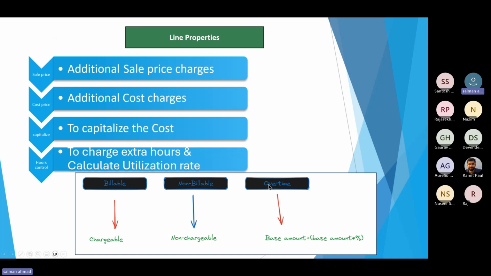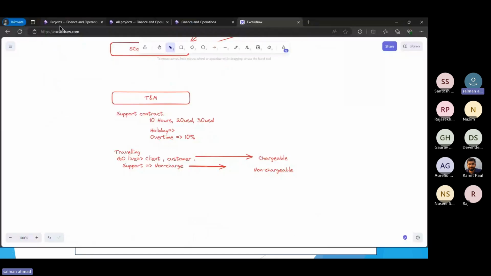So there could be overtime, like how the calculation actually works. Let's say we have 100 per hour. If we post 1 hour using this line property overtime, it will multiply with the percentage, and it will calculate the cost. So let's see in the system.